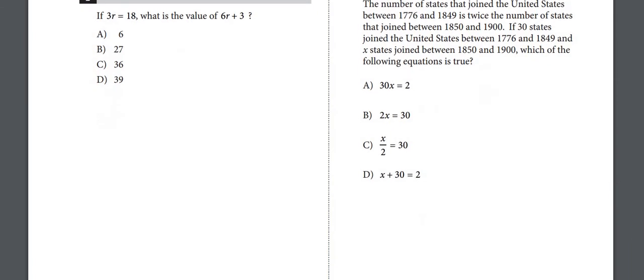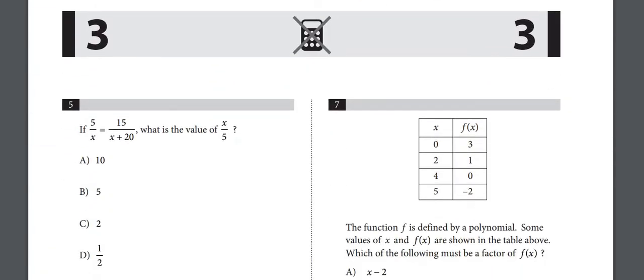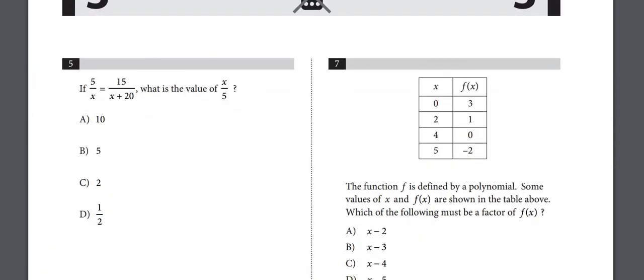Alright, let's move on to the next question. Question 5. Alright, if 5 over x is equal to 15 over x plus 20, so it's an equation with x as the variable. Question is, what is the value of x over 5? So here you first need to find the value of x and then divide it by 5. Alright, let's do it.